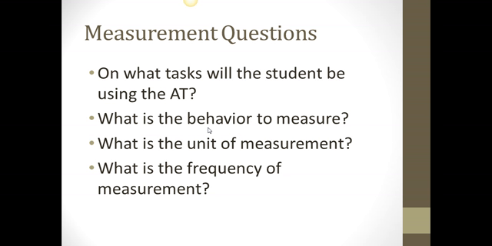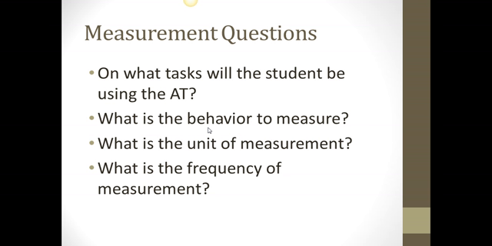In this initial consideration stage, there are a couple key questions we need to ask. First, on what task will the student be using the assistive technology? We need to define that so that we know on what tasks we then need to measure the student's performance. Second question, what is the behavior we're trying to measure? In other words, by using the assistive technology, what is the performance that we are hoping to see change? Are we looking at things like fluency? Are we looking at accuracy? Are we looking at duration of on-task behavior? Lots of those types of things.